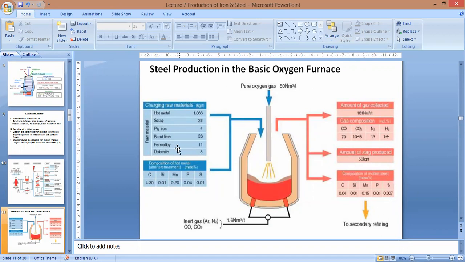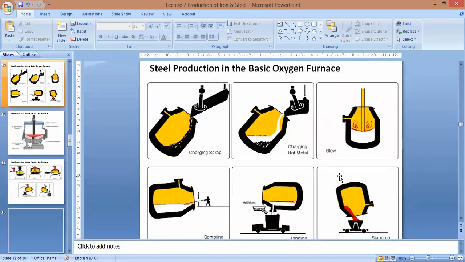This is just to give you an idea of how this happens. Then this later on goes to secondary refining. So this is the charging scrap. All this you're going to see in the video.